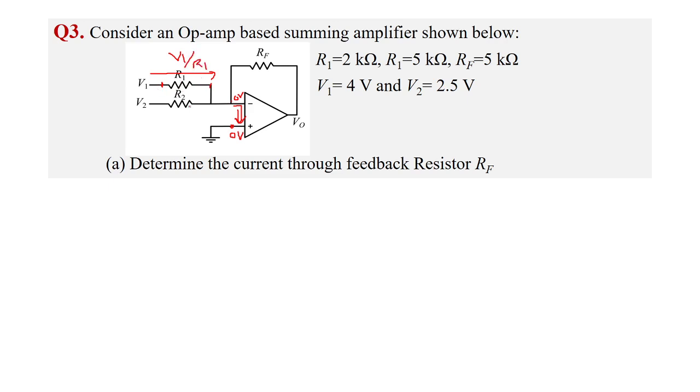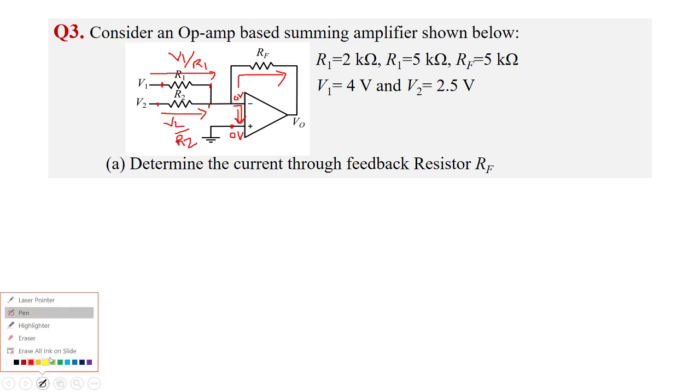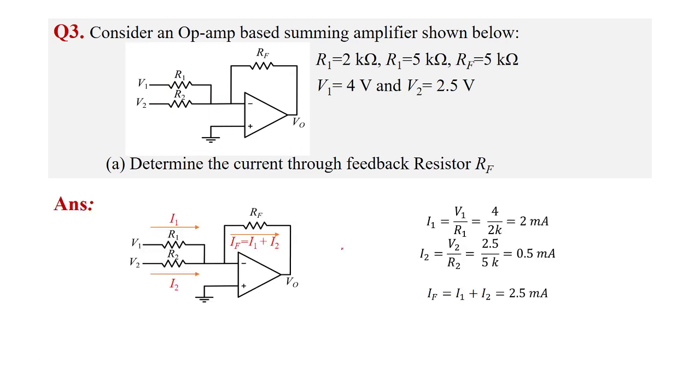So V1 by R1 is this current, and the current through R2 is similarly this point voltage minus this point voltage, so V2 minus 0, which is V2 by R2. So V1 by R1 plus V2 by R2 is the current I1 plus I2, and that is the current flowing through RF. That is what I have solved here.